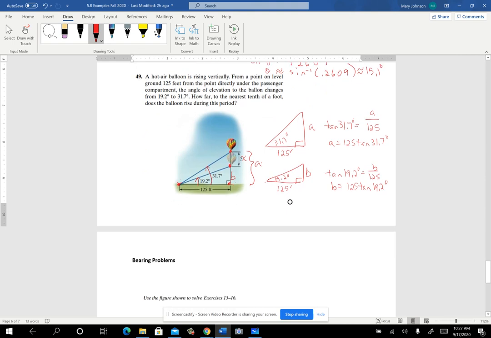And so I'm just going to type in 125 tangent 19.2. I'm in degree mode. And I get about 43.53. And then I'm just going to go back up where I typed that in and change the 19.2 to 31.7 and see what that turns out to be. Turns out to be 77.20. And then to find the X, I'm just going to subtract the 77.20 and the 43.53.